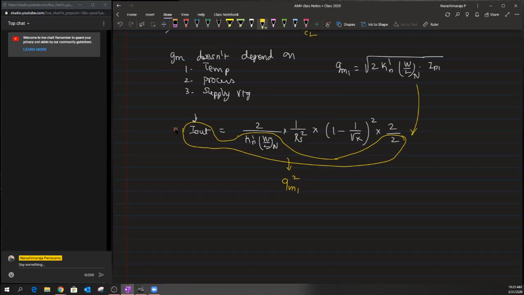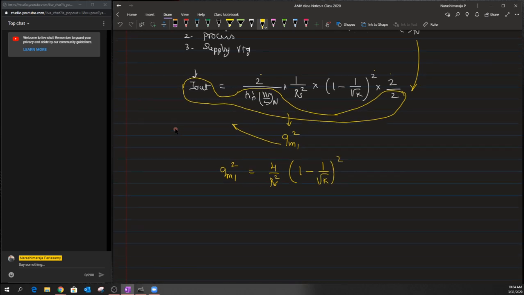Now based on this, I could write in terms of gm1 as gm1 square, just bringing this gm1 onto the left side, and I would end up having 2 here and 2 here, so both could be multiplied to get a factor of 4, and there is an Rs square divided by Rs square, and then this 1 minus 1 over square root of k, the whole square. Let me take the square root on both sides, and since we are talking about an NMOS, the gm of the NMOS will always be a positive quantity, so when we take the square root, we take only the positive value. So I'll have 2 here, and then Rs here, and then this 1 minus 1 over square root of k factor here. Okay.